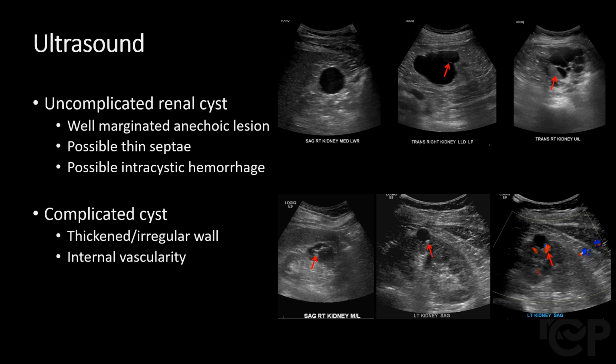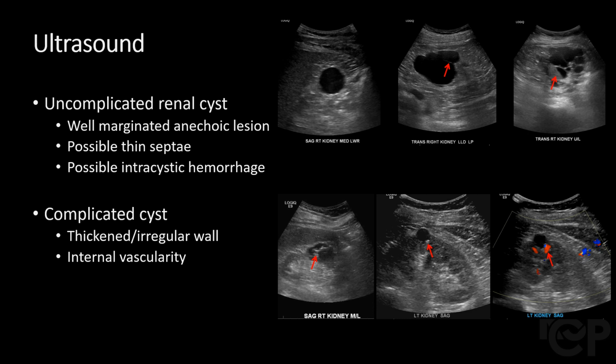On the top row, we see examples of benign-appearing renal cysts. On the left, there's a well-marginated anechoic lesion with no solid component. In the middle, we see a paper-thin internal septation, but an otherwise anechoic cyst. On the right, we see hyperechoic material, likely blood, layering in a renal cyst.